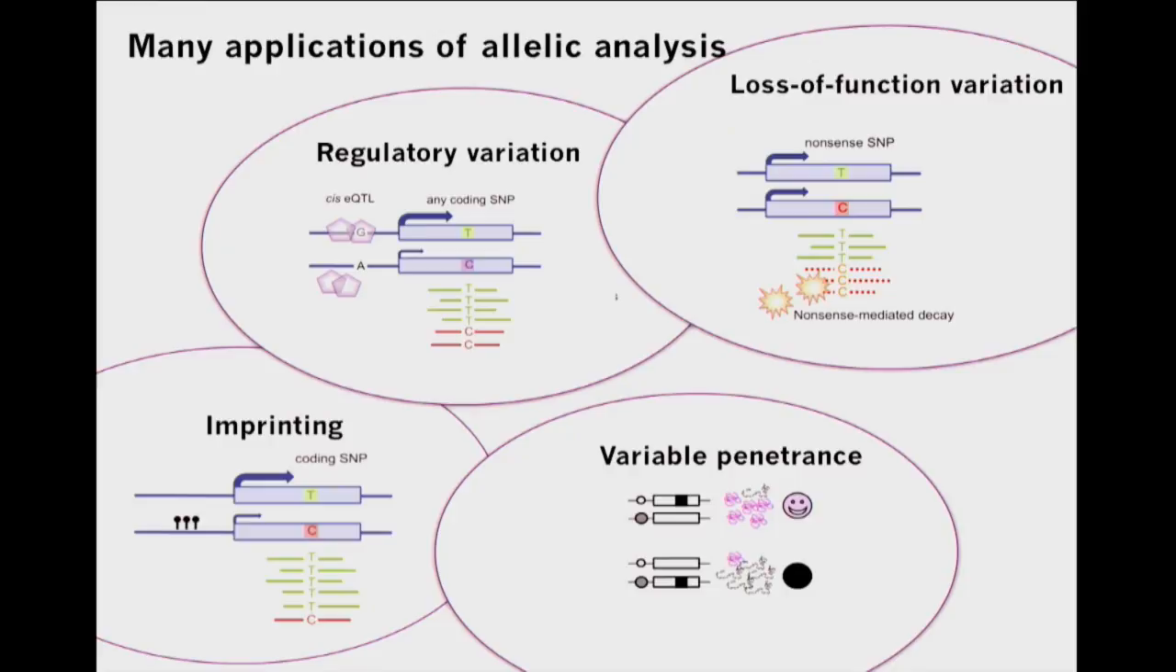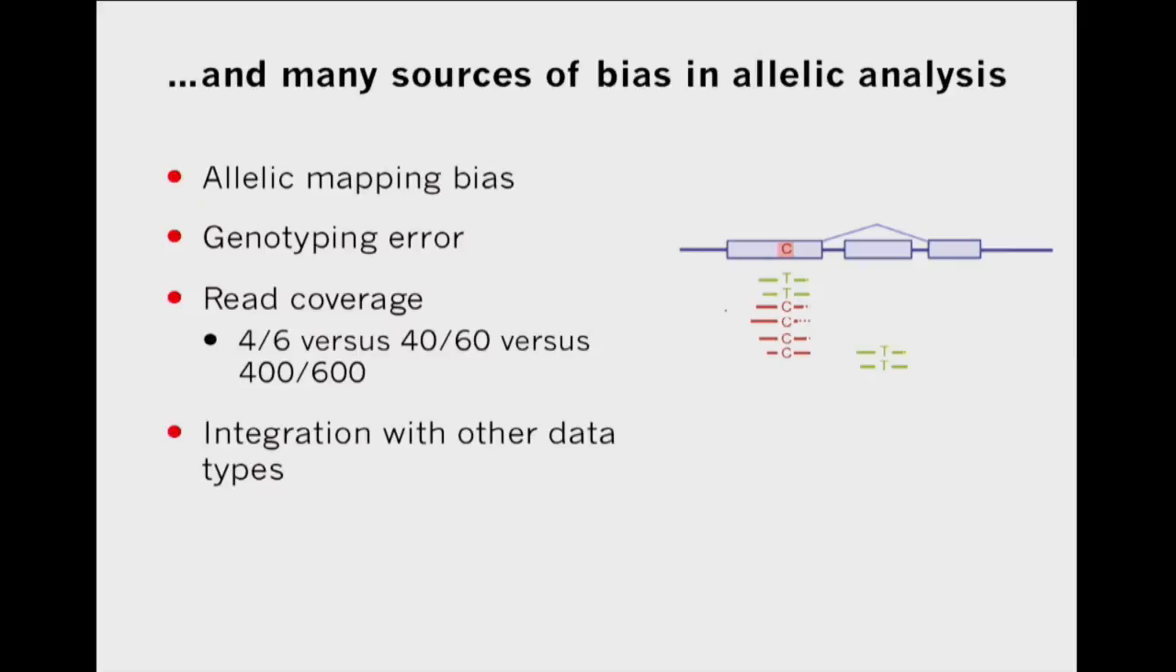I had the slide over here. So you can look at regulatory variation using this approach. Then there are also things like loss of function variation and nonsense-mediated decay that you can detect. I'll talk about that. Also imprinting, so other types of mechanisms that lead to allele-specific expression or monoallelic expression. There are also various types of technical biases in allelic analysis. So there are some mapping biases, and genotyping error that can lead to problems.